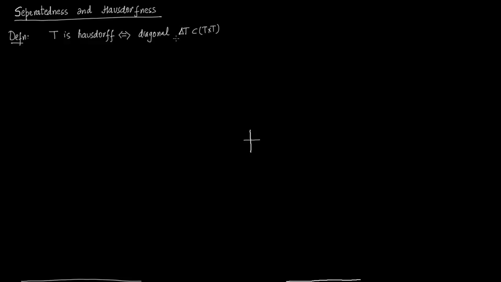This is a subset of T times T, and we write it as (t, t) because both elements are equal, just like the diagonal in a square. So the diagonal has to be closed in T times T, and this T times T has the product topology. This product topology comes from the topological space T.